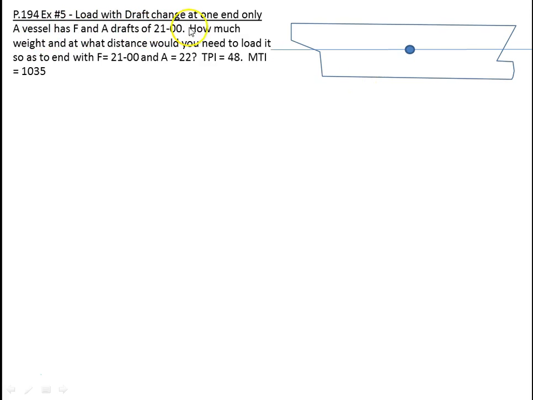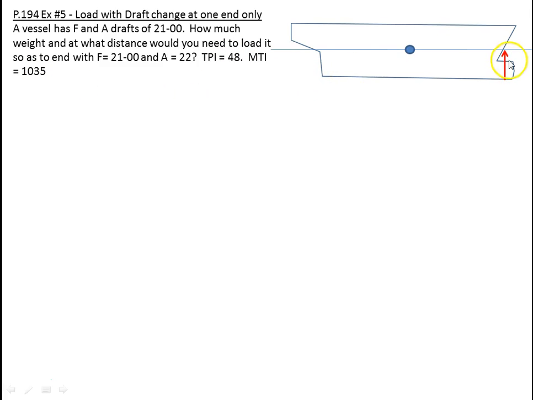You got a vessel, and in this case we say that the vessel's got 21 foot fore and aft, so this is 21 feet, this is 21 feet. How much weight and at what distance would you need to load it so as to end with a draft of forward 21? That's what we started with here, but an aft draft of 22, 1 foot deeper, which would give us a 1 foot drag. Now in this problem, they gave us TPI, which is 48, and MTI, which is 1035.